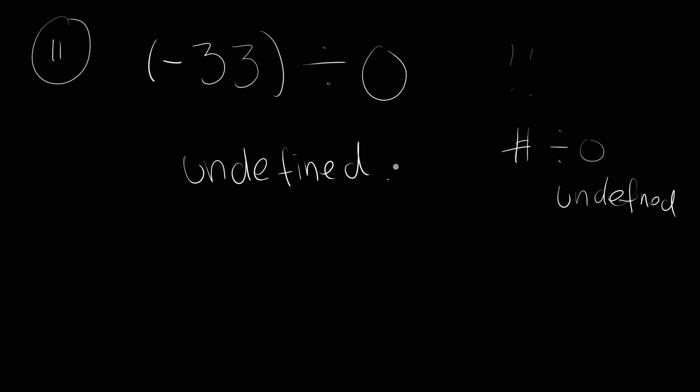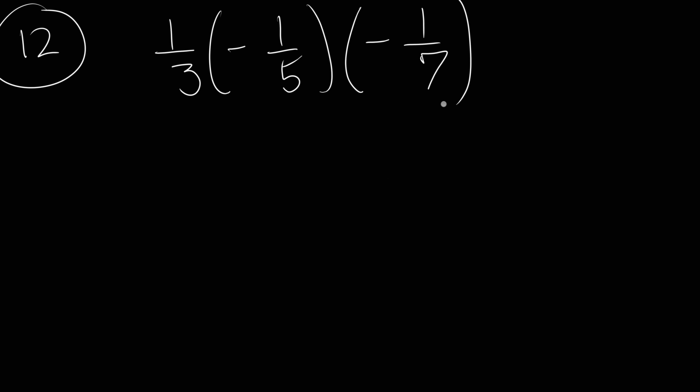Okay, so let's go for problem number 12. Here we have 1/3 times 1/5 times negative 1/7. So let's try to reduce if possible here. On top we only have 1s, so there's nothing for us to cancel out. So 1 times negative 1 times negative 1. So omit the negative sign for a minute. Just do 1 times 1 times 1, which is going to be 1. 3 times 5 is 15. Times 7, let's see what we're going to get.